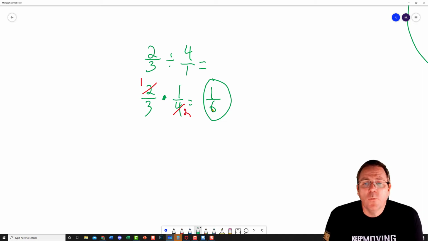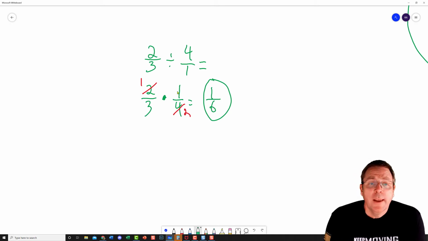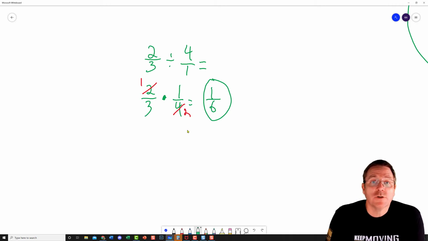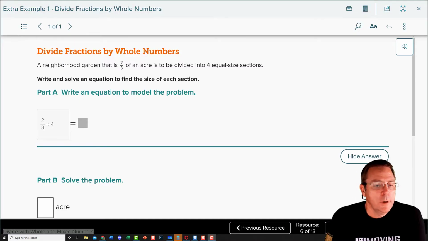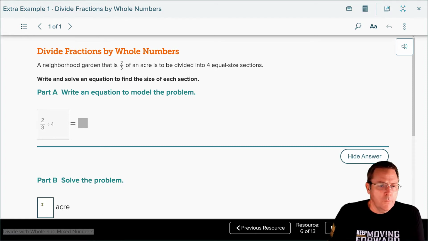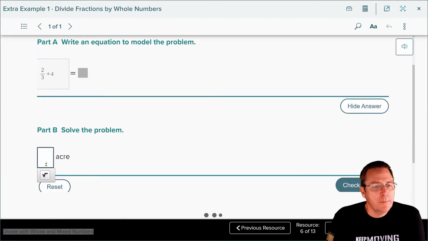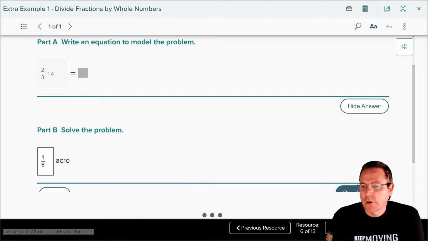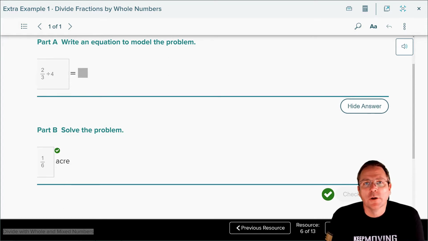And while you may think that 1/6 is bigger than 2/3 or 1/4 because 6 is a bigger number, it's actually smaller. Anytime you multiply a fraction by a fraction, your answer is going to be smaller than either of the original fractions were. Now we're going to come back to our problem page, and our answer was 1/6, I believe. So we're going to put in our fraction bar, 1/6, accept, check our answer, and the answer does check correct.